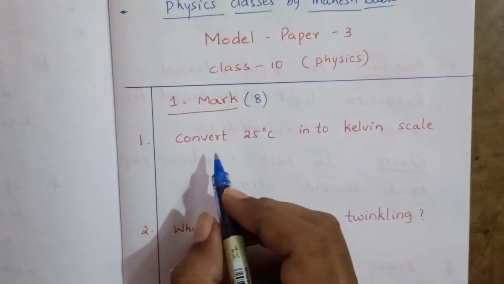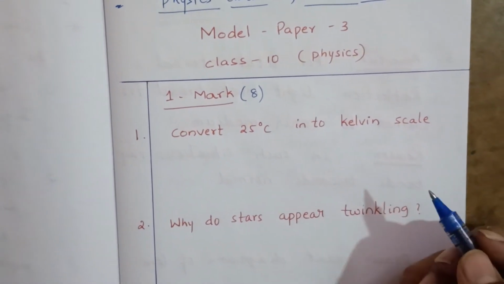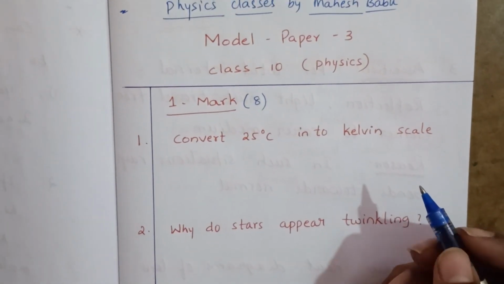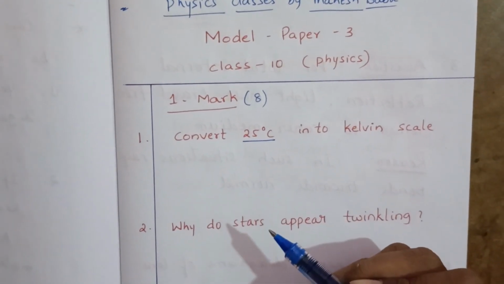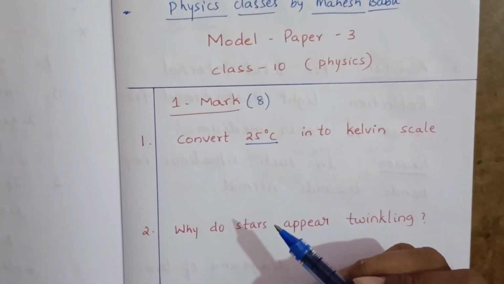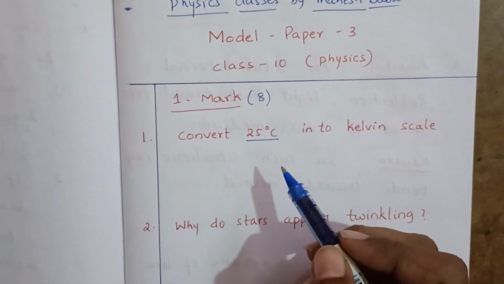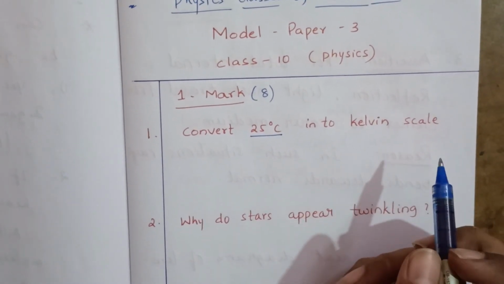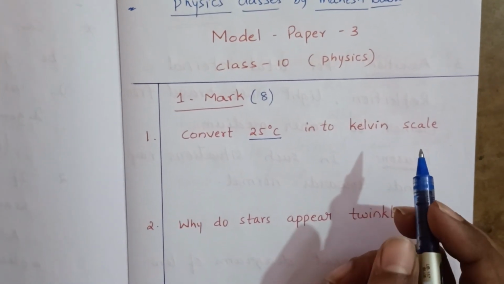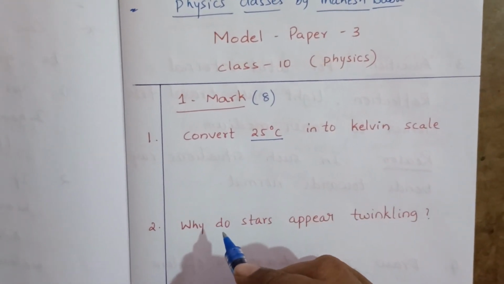Now the first question is convert 25 degrees Celsius into Kelvin scale. Students, remember one thing. Whatever we are discussing, these numbers will change in the exam. Here I am saying 25 degrees Celsius. In the exam they can ask you 20, 30, 40, whatever it is. If you understand the procedure, you can do it for whatever number they give.